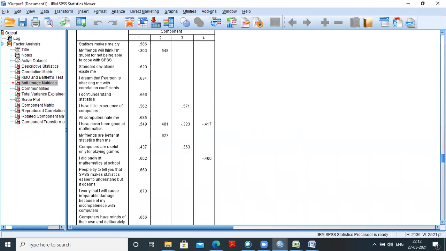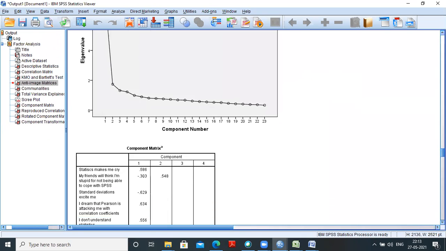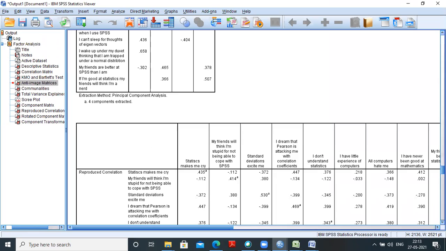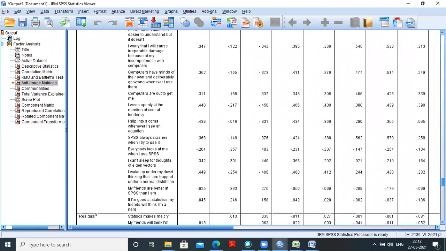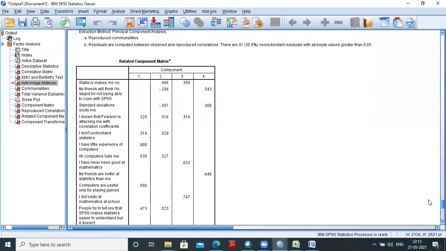And after Varimax rotation, this is the variance explained by different components. First component explains 16.219% variance. Second component explains 14.523% of variance. Third component explains 11.099% of variance. And fourth component explains 8.476% of variance. And these are the results of the rotated component matrix. Now here the results are comparatively better.